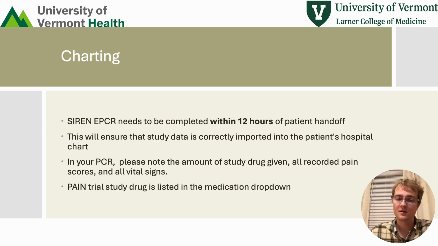and filled out that QR code, then we ask that you complete the chart for the patient within 12 hours. This is to help ensure that the chart is pulled appropriately into Epic without issue, because that is how the study team obtains the patient data to then fill out the required information we need as part of this research study. In Siren, there is a pain study option in the pain medication dropdown.